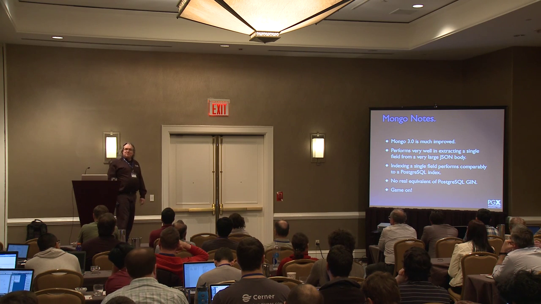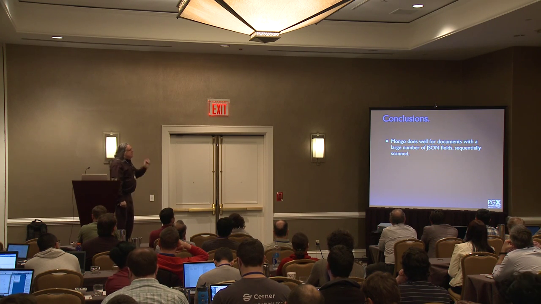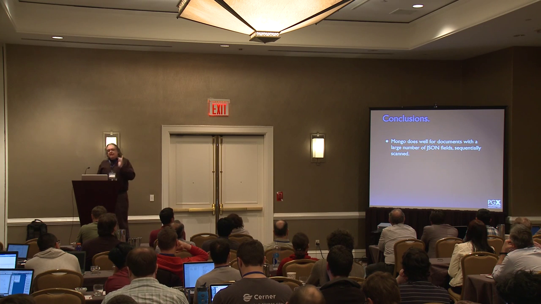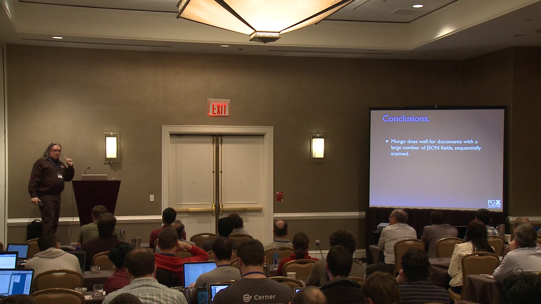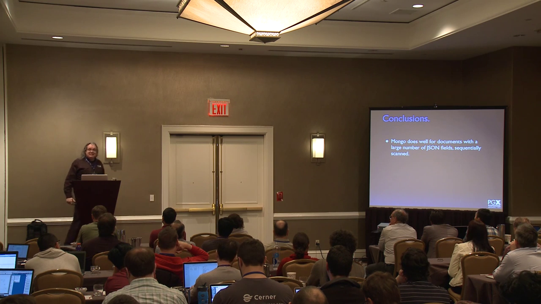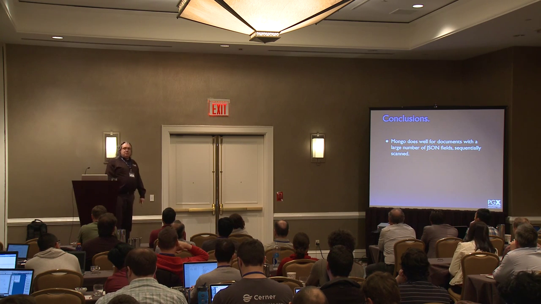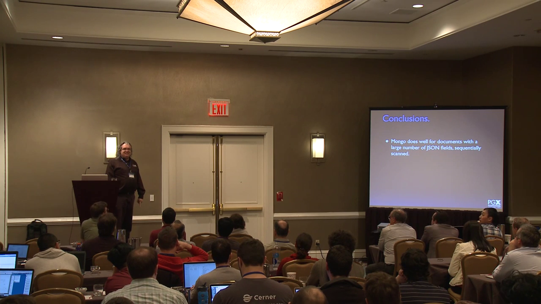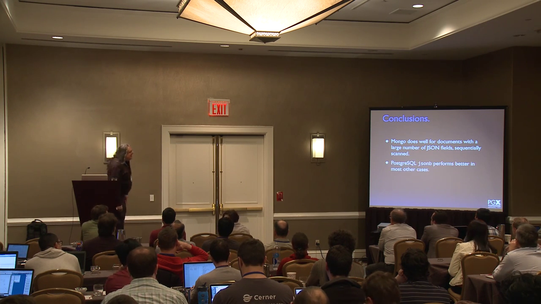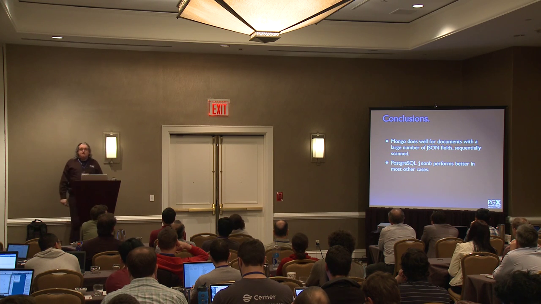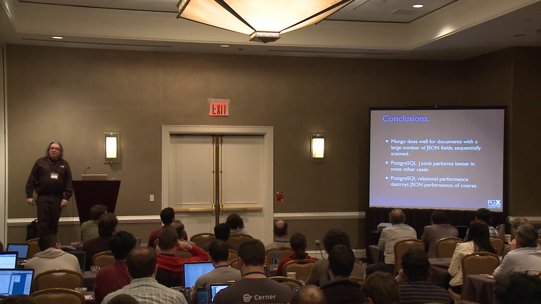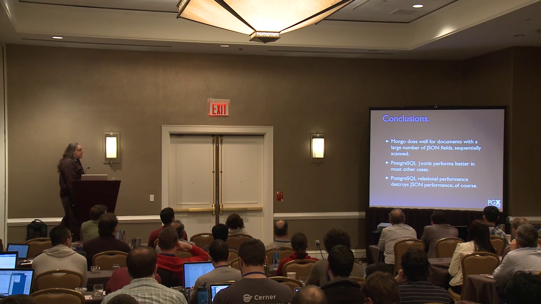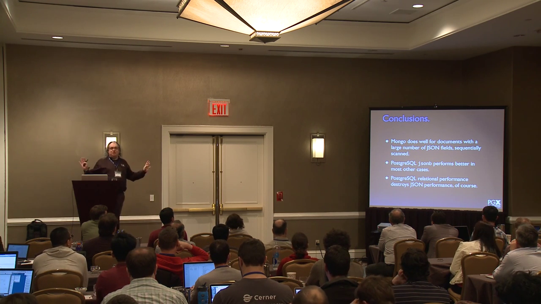So game on. Now we know what we need to improve. Mongo does really well, and it does do better than Postgres for documents with a large number of JSON fields that you are scanning sequentially. How many people build applications where that's their performance bottleneck? Yeah, thought so. In most other cases, though, JSONB does perform better, even against Mongo 3. And relational performance, there's no comparison.